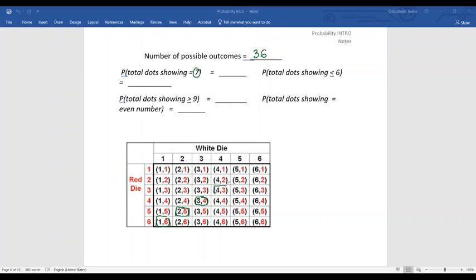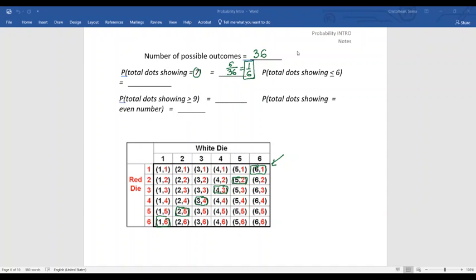And it seems that there is some kind of symmetry in here because 7 will be actually this diagonal. So all of these will show 7. I don't see anywhere else the summation of the dots equals 7. So I will say 1, 2, 3, 4, 5, 6 out of 36, which is 1 in 6, is the answer to my problem. The probability of the total dots showing 7 is 1 out of 6.